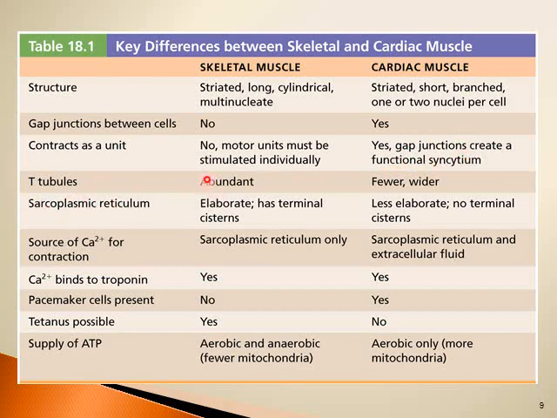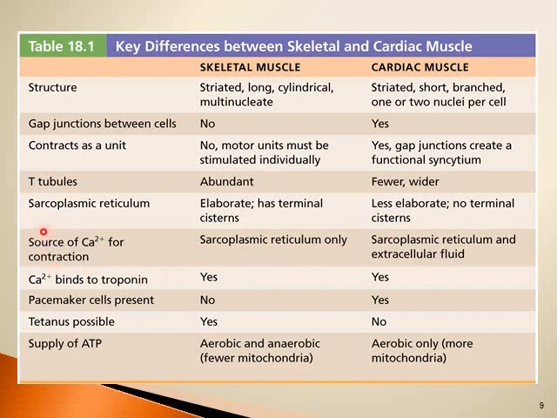T-tubules are abundant in the skeletal muscles, but they are few and wider in the cardiac muscles. Sarcoplasmic reticulum is extensive and has terminal cisterns. In the heart, or the cardiac muscle, it is less extensive and there are no terminal cisterns.